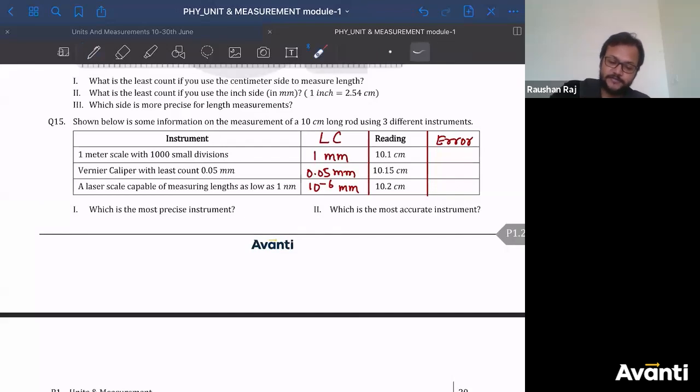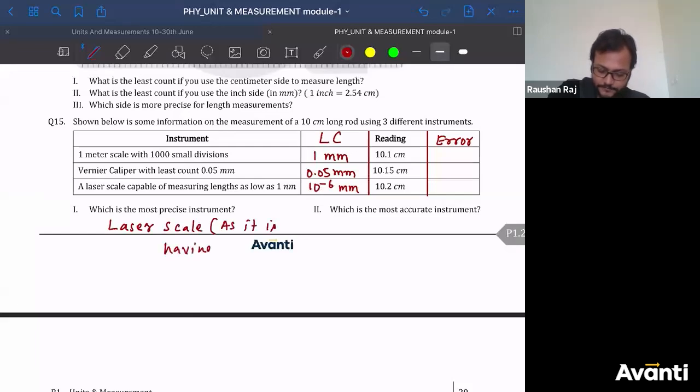Tell me which is having the smallest least count? Which is having the smallest least count? This one is the smallest least count. So answer इसका क्या हो जाएगा? Laser scale, as it is having the smallest least count.